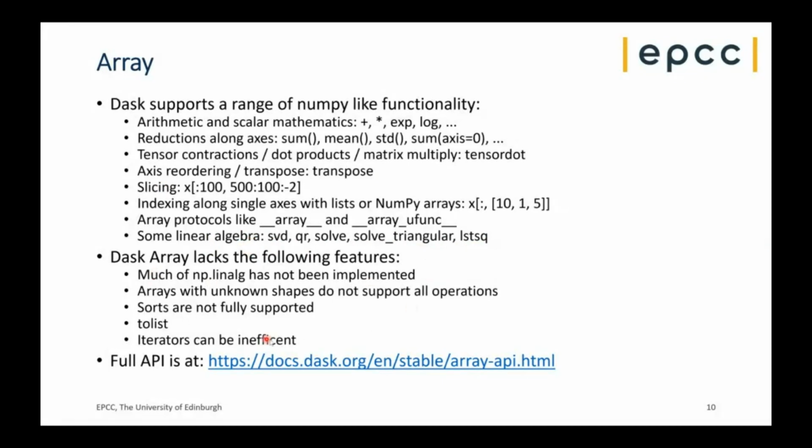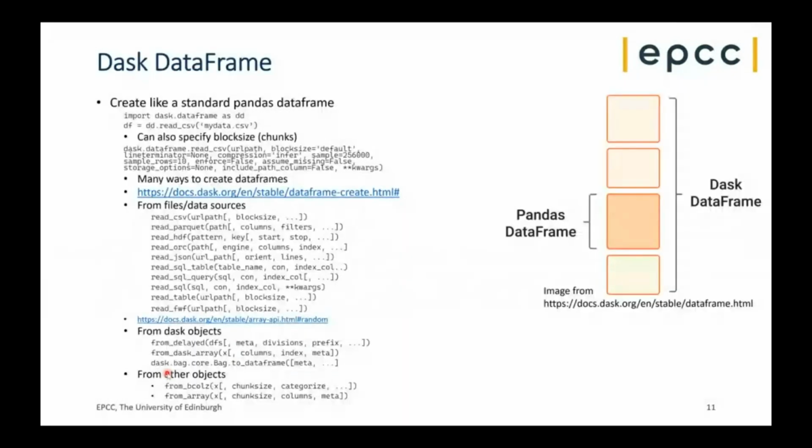There's a whole bunch of things that it doesn't do, which NumPy does do, though. So there's a bunch of linear algebra functionality which has not been implemented. You can't have as relaxed array shapes as NumPy lets you, and you can't necessarily do sorting or iterating over the arrays properly. But if you're interested, the website specifies what Dask will let you do in the NumPy array stuff.